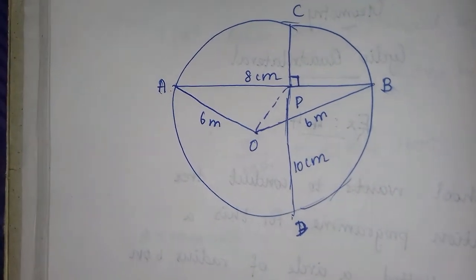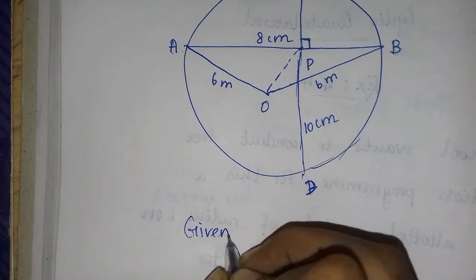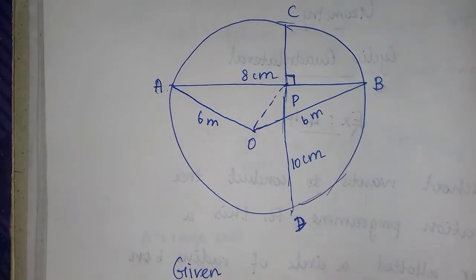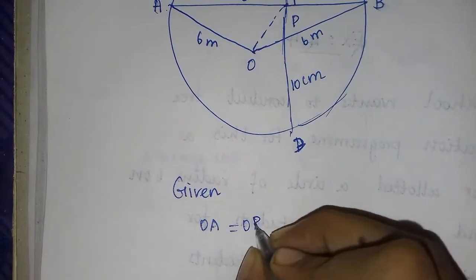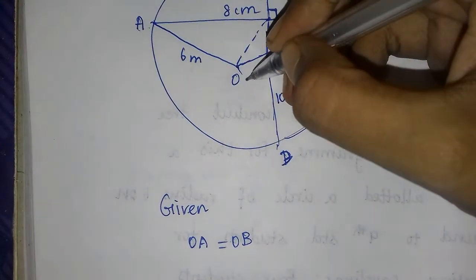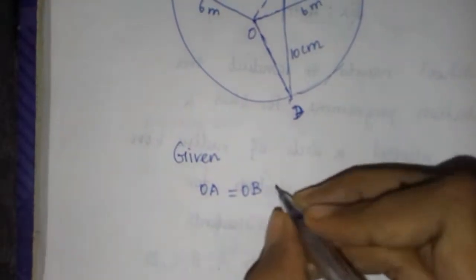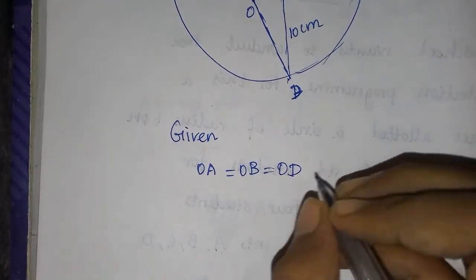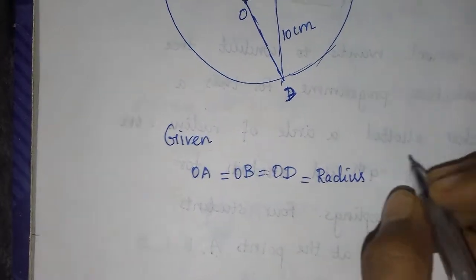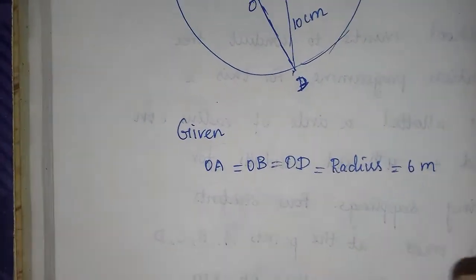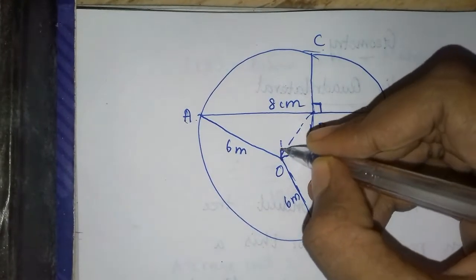Okay, now let's write all the data given. What are the data given here? First, the radius is given. That is OA is equal to OB, and OD is also a radius. OA, OB, OD are radii. What is the value of the radius? 6 meter.